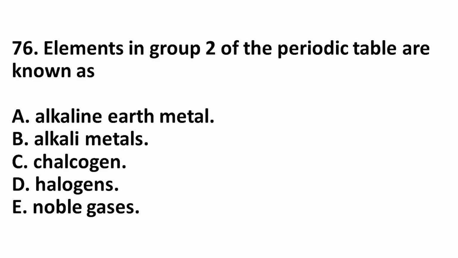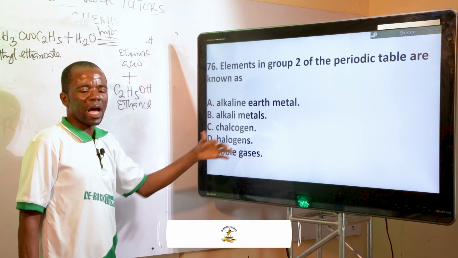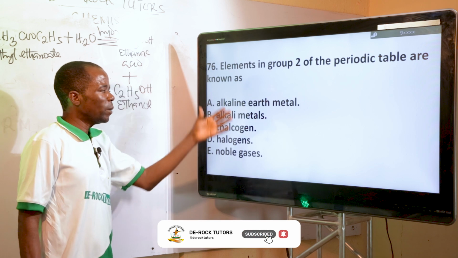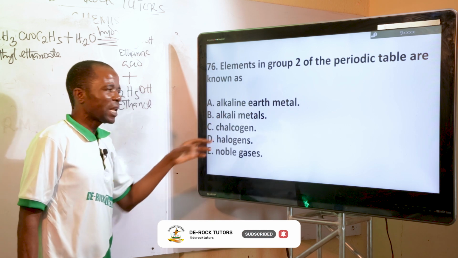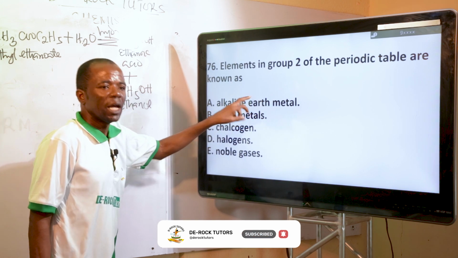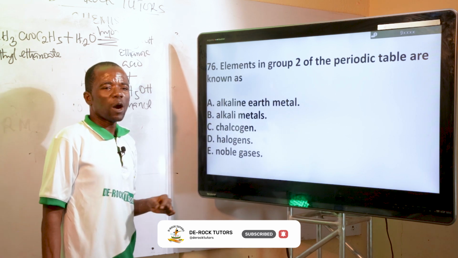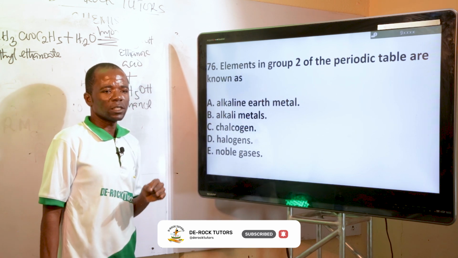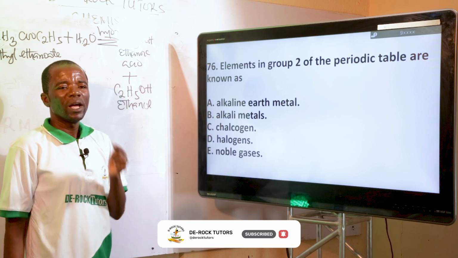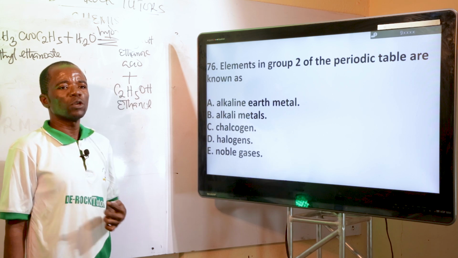Elements in group 2 of the periodic table are known as alkaline earth metals. Elements in group 1 are called alkali metals. Elements in group 2 are called alkaline earth metals. Elements in group 3 are called icosagens. Elements in group 4 are called tetragens or crystallogens.